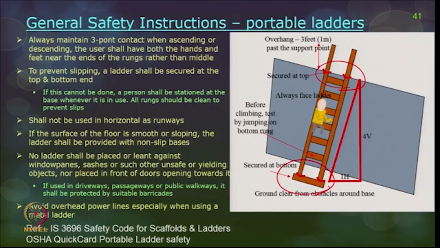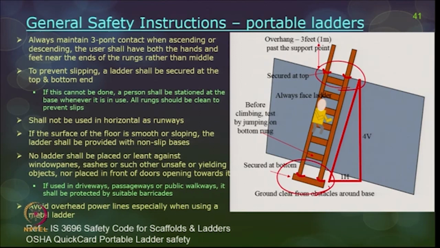So, at any point of time there should be 3 points of contact onto the ladder. If you try to carry some material, you may not be able to use the 3-point contact, and obviously you are going to have a fall hazard. To prevent slipping, a ladder should always be secured in place, even though it is a portable ladder, and wherever it is used, it has to be properly secured both at the top and at the bottom. When you are climbing up or down the ladder, always face the ladder and do not use the other way.